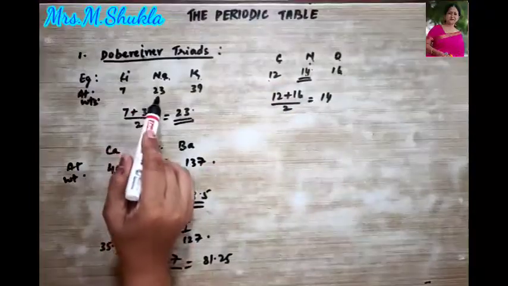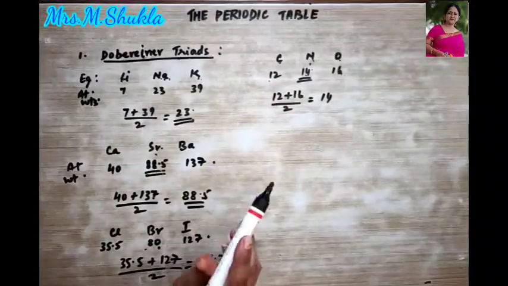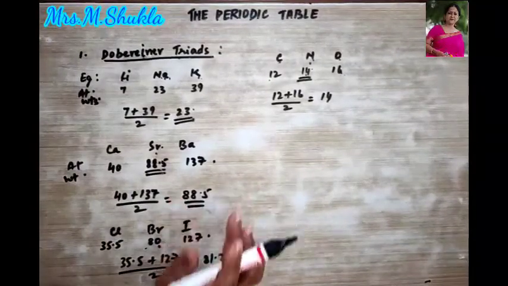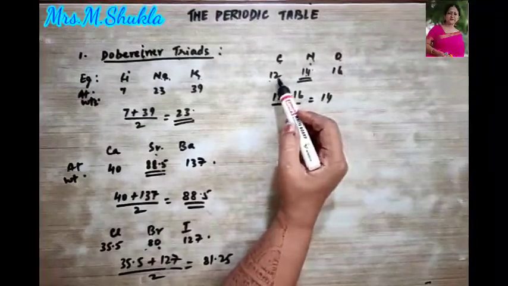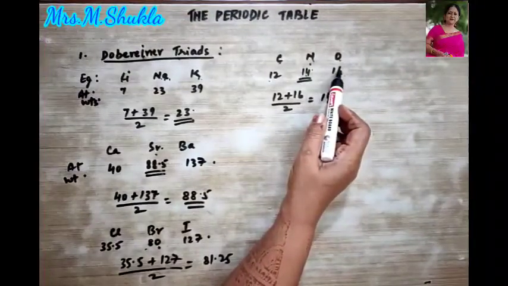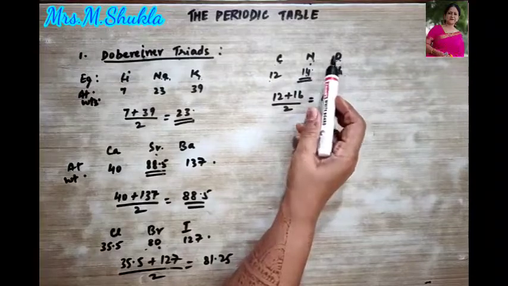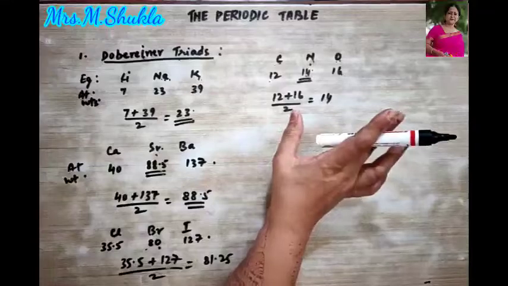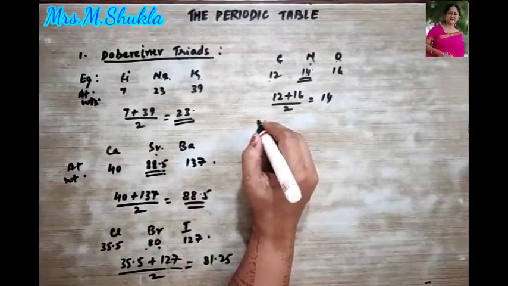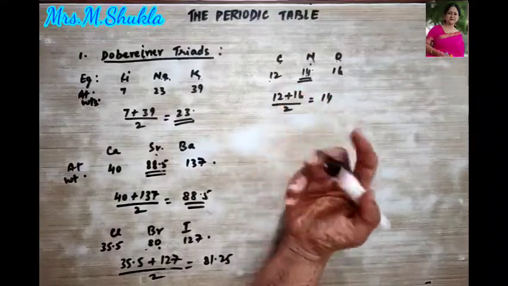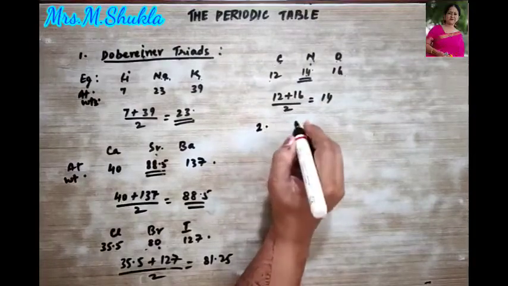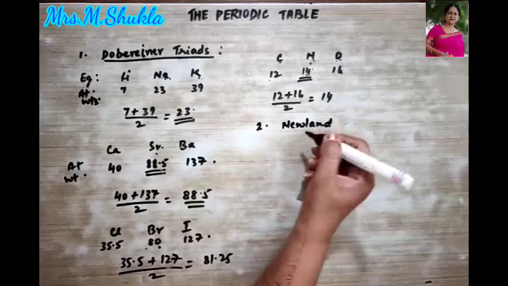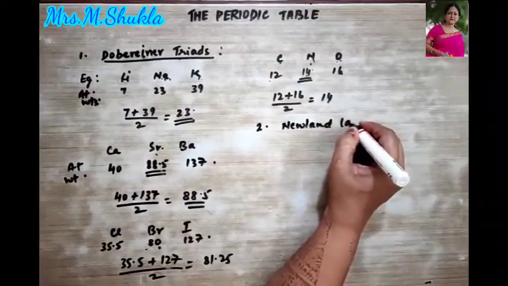Firstly, he was not able to apply this law of triad on all the known elements of that time. Secondly, though his triad brought the elements into a group, those elements had dissimilar properties. So his theory was completely discarded. Then came the next scientist. Who was the second scientist? He was Newland.